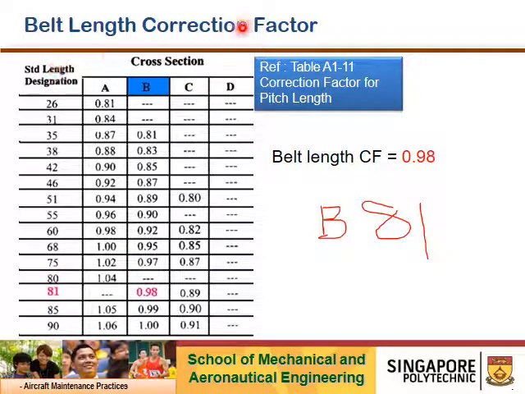So B is referring to cross section B, and do you see 81? That is the one that you obtained, 81. Your belt length correction factor is referring to the belt section number B81. So you go to B81 and your correction factor is 0.98. So in that case, your belt length CF is 0.98.